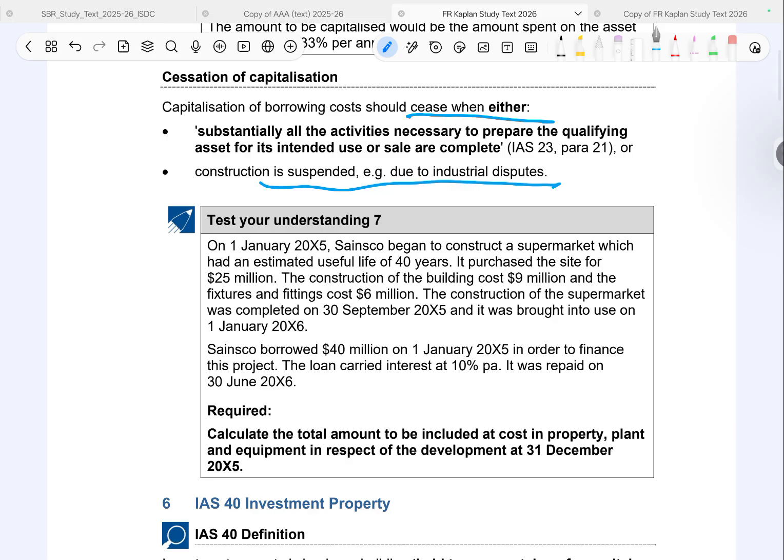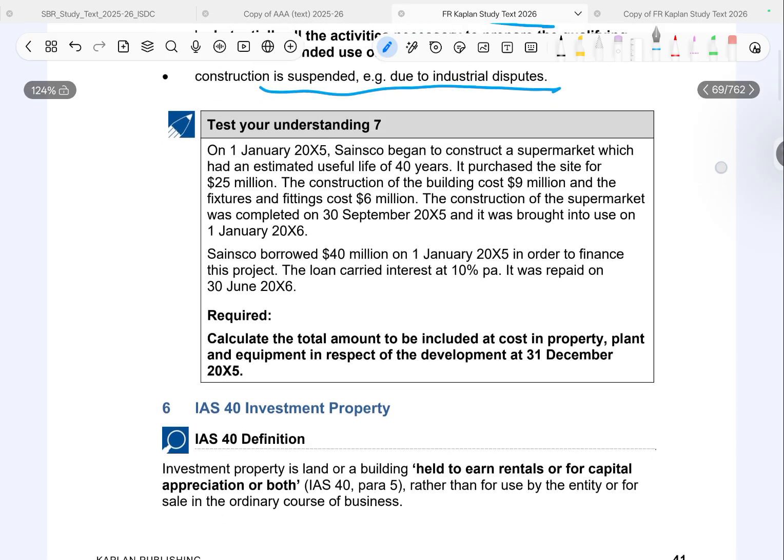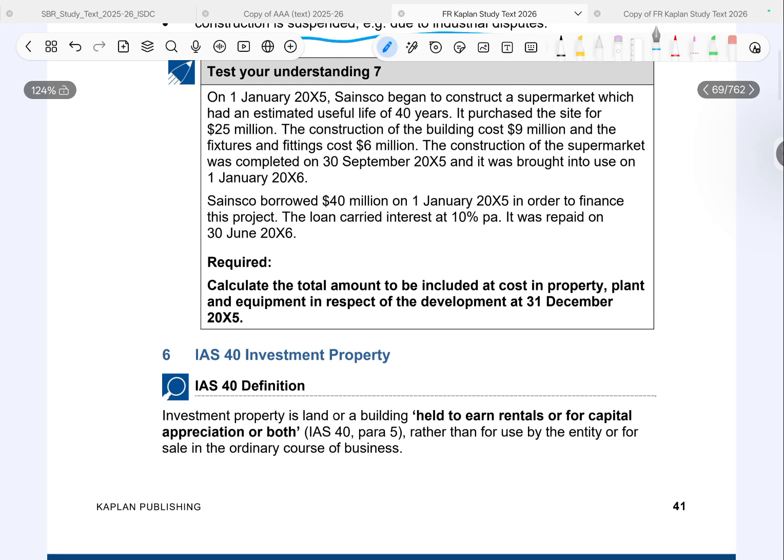And if construction is suspended, so many times there are property disputes, there are so many legal cases going on, and because of that you have to stop your manufacturing or your construction, then you have to cease the capitalization of your interest again.